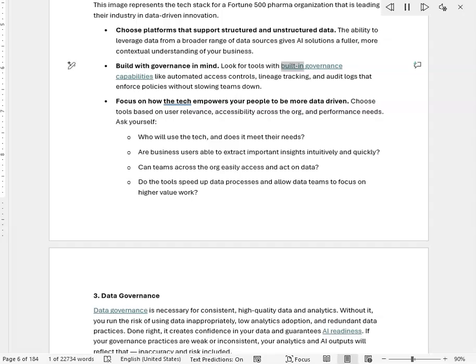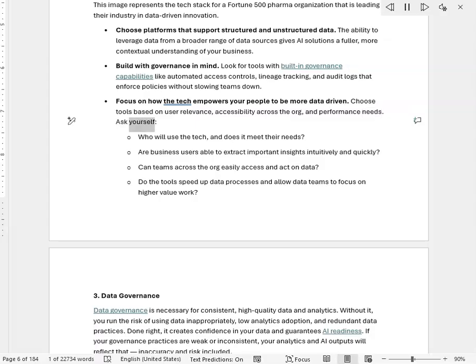Look for tools with built-in governance capabilities like automated access controls, lineage tracking, and audit logs that enforce policies without slowing teams down. Focus on how the tech empowers your people to be more data-driven. Choose tools based on user relevance, accessibility across the org, and performance needs.